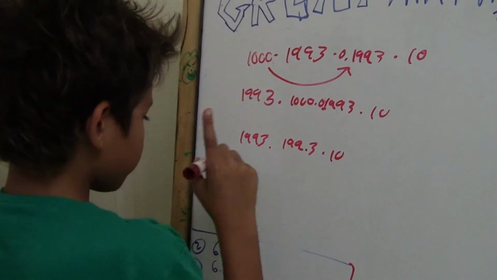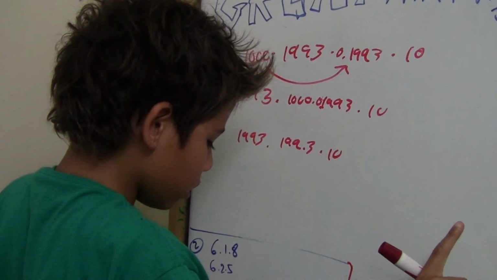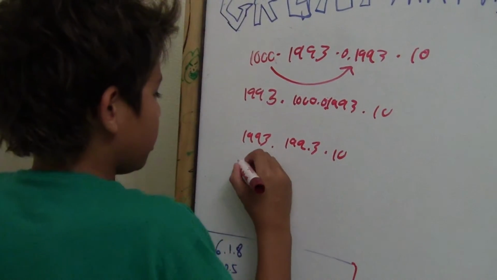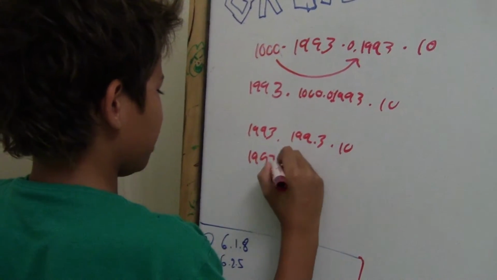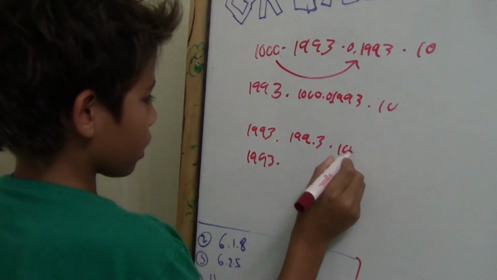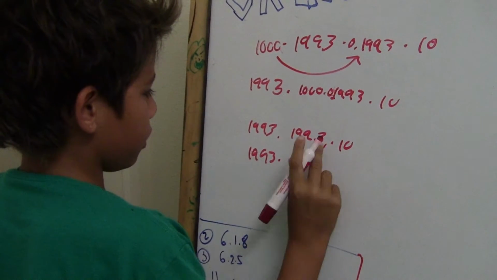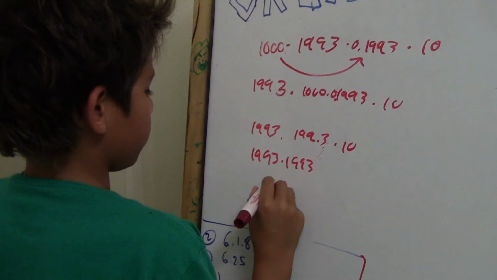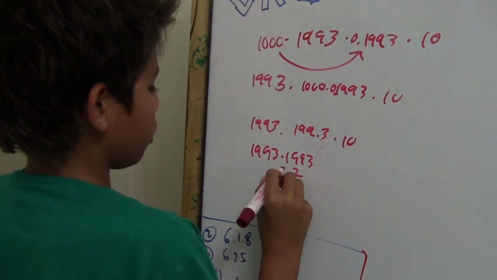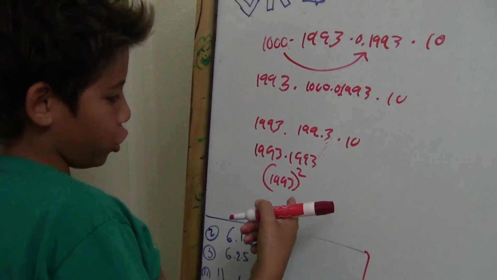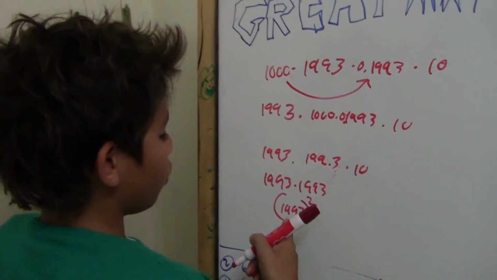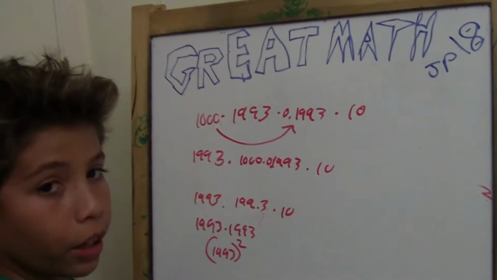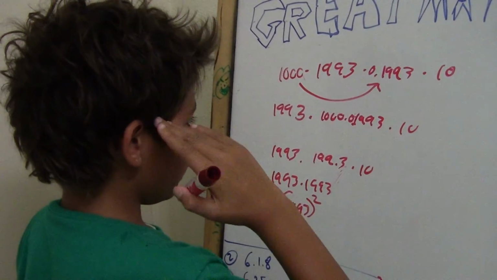Put that together. Move one decimal here. It would be 1993 times 1993, which is the same thing as 1993 squared. And actually, that was our last choice. So 1993 squared would be our answer, as you can see from here.